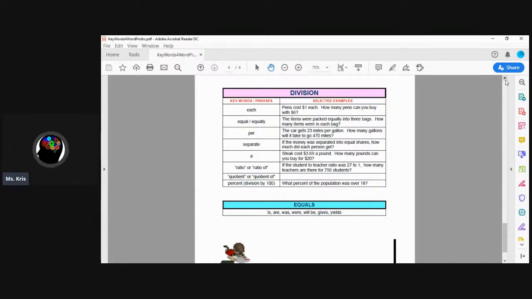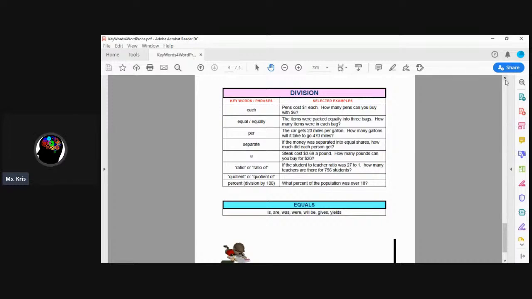Next, we have if the money was separated into equal shares, how much did each person get? So say, for instance, you have $50 and you decide that you want to divide that $50 into 10 equal shares for 10 equal people. So if you are giving 10 people an equal share of the $50, know that 50 divided by 10 means 10 people got $5.